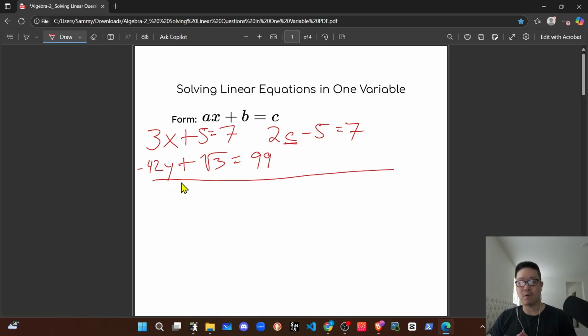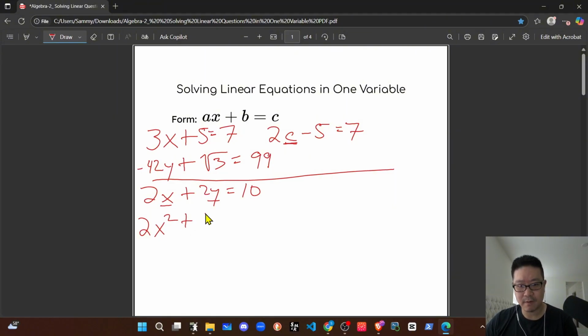Some examples of equations that are not linear would be something like 2x plus 2y equals 10. In this case, we have two variables, x and y. So this would not be a linear equation in one variable. Another equation that's not linear would be something like 2x squared plus 3 equals 5. In this case, this is a quadratic equation. Anytime you get a polynomial with an exponent of 2, you get a quadratic equation.